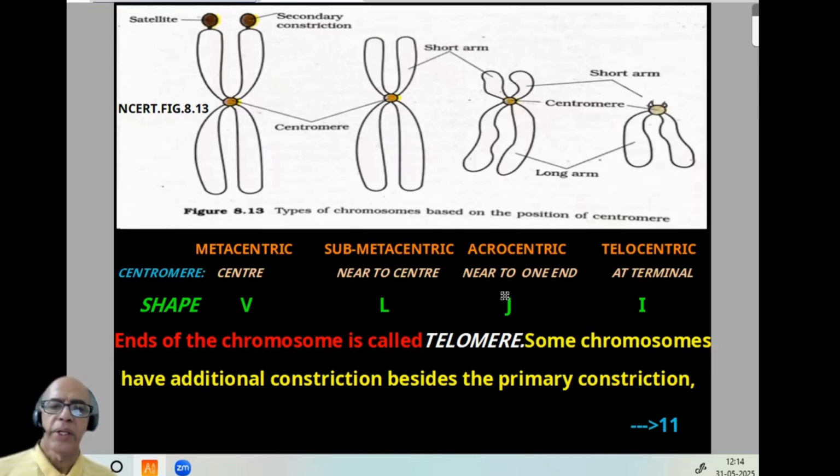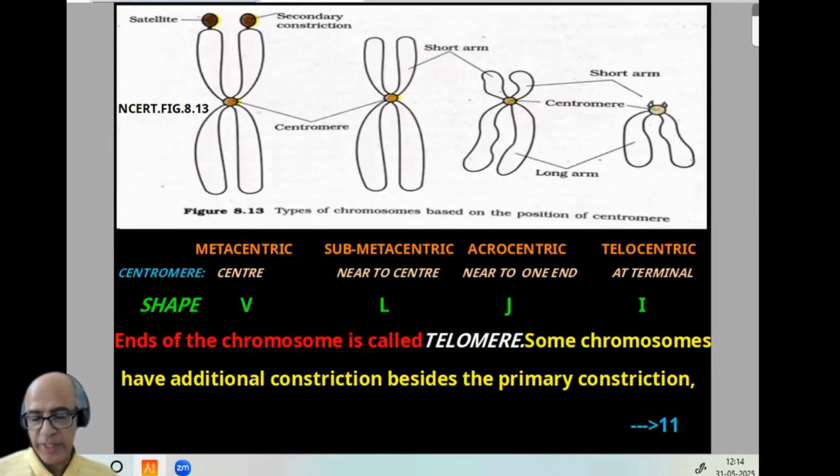Then acrocentric, with the centromere near one end, so it looks like the capital letter J. And telocentric, where the centromere is at the terminal part, so it looks like the letter I. So VLJI: center, near to one end, at terminal. Metacentric, submetacentric, acrocentric, telocentric. It's a theory question, an usual entrance question.